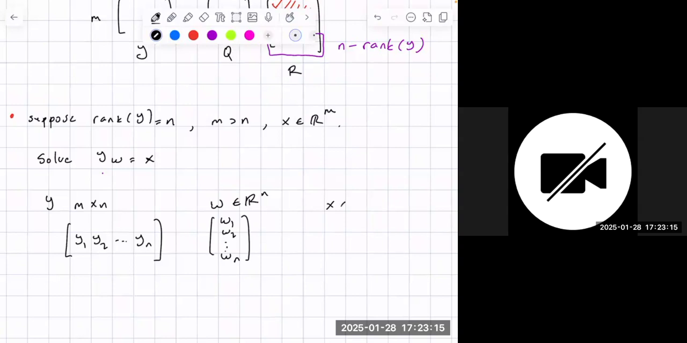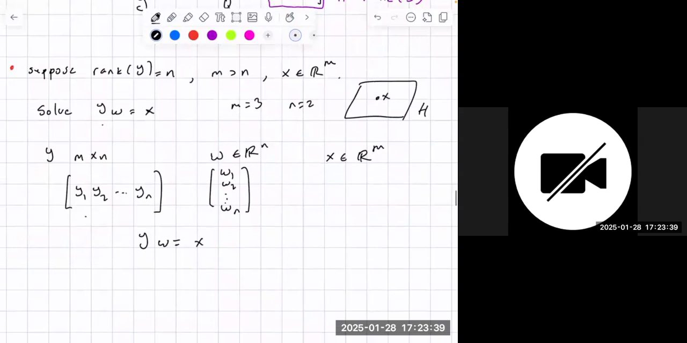And somebody gave me an X that is in R^m. However, it's in the span of these Y vectors, okay? M is bigger than N, imagine. You may not necessarily be in the span. Maybe M is, say, 3, and N is 2. So my X doesn't have to be in the plane, but suppose it is. And I'm trying to solve the equation Y times omega equals X. Okay? And let's say I did QR on this Y matrix.